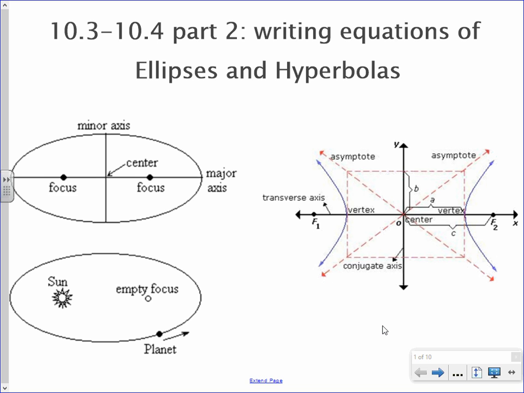We find the center. We have major vertices. We have what I call minor vertices, and we have foci. All right? I don't know if we've really talked about it, but planets do orbit in elliptical patterns. So ellipses are very useful to the real world.